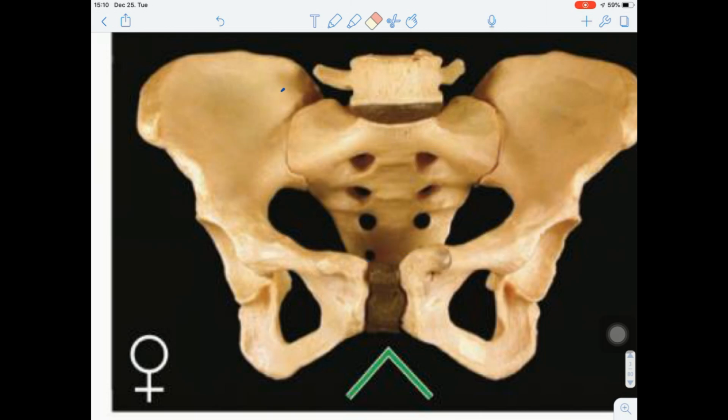Arcuate line, I will show you. This bit on the ilium, like this bit, and then it's going to be continuous with the pecten pubis of the pubic bone. Then the whole thing is called the linea terminalis. Are we good? Okay then.